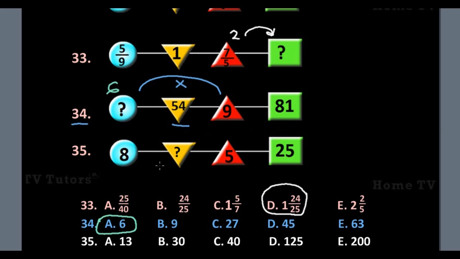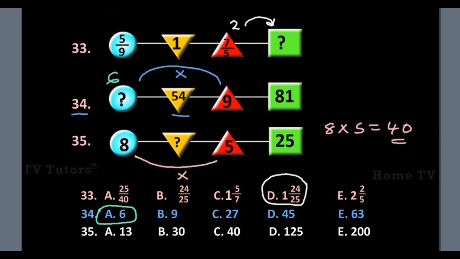And now question 35. So the middle number is the unknown number, and normally we would get that through the multiplication of these two numbers. So 8 times 5 gives us 40. Okay, so the answer option C is the right answer.